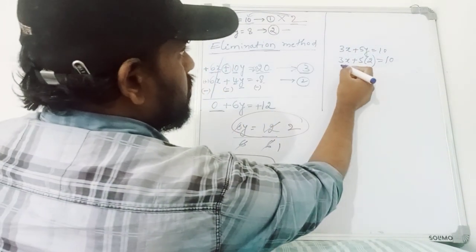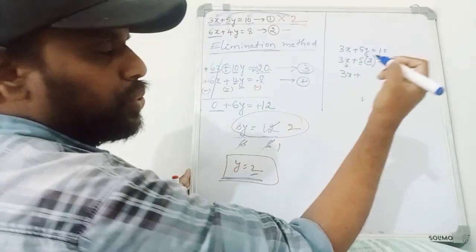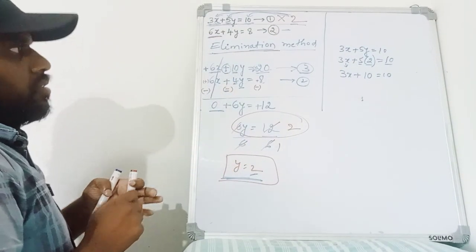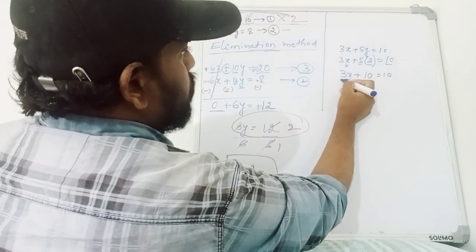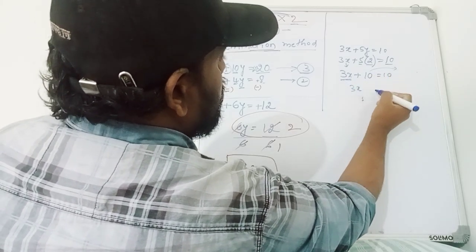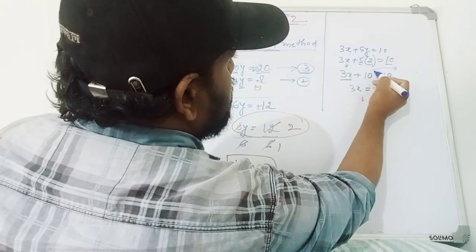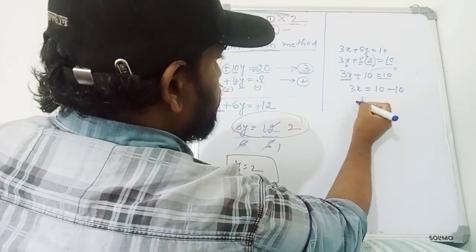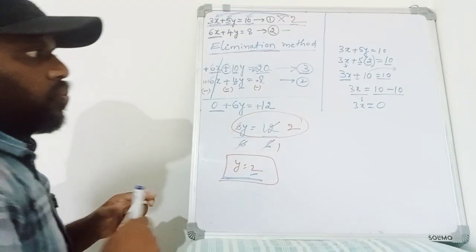So now this 3x plus 5 into 2, 5 twos are 10, that is equal to this 10. Now we want x. We need to keep the x term on one side and send the other term to the other side. So I am keeping this 3x as it is, and this equal 10 I will put as it is. When this plus 10 is sent to the right side, this plus 10 will become minus 10. Now 3x is equal to 10 minus 10, which is equal to 0.